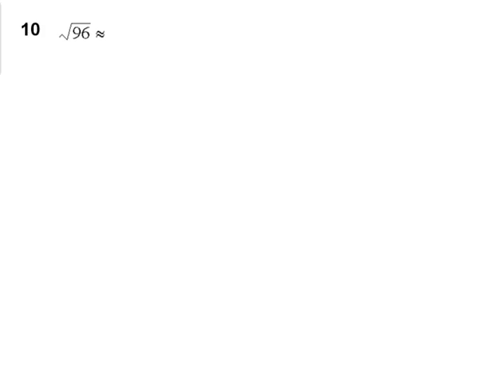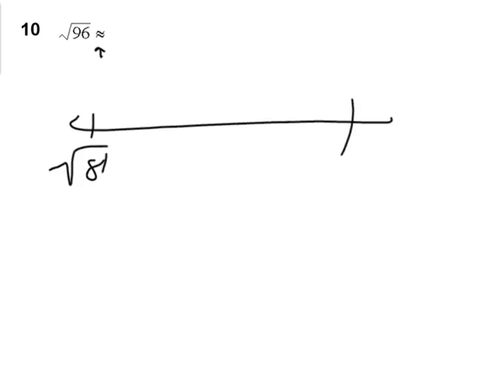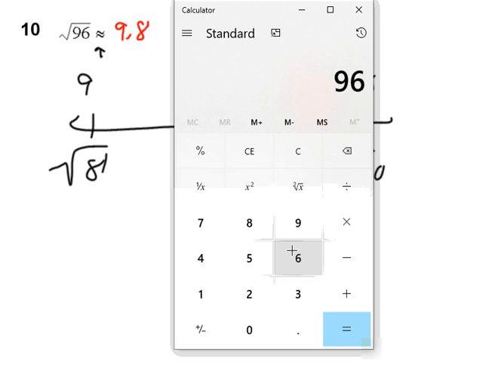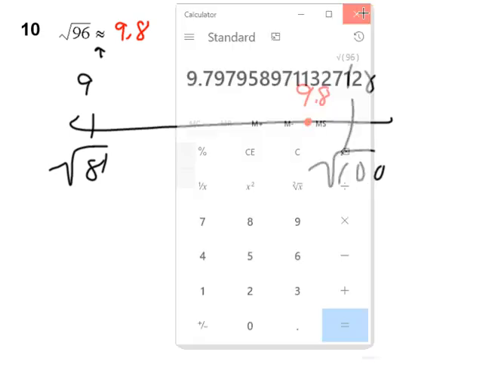And finally, your last question, what is the square root of 96 approximately? Remember, the symbol means approximately. So if we think about a number line, the square root of 81 would have been 9, and the square root of 100 would be 10, and the square root of 96 is probably around here. So 9.8 will be my guess. Take a calculator just to see how close we were. Square root of 96 is 9.8.